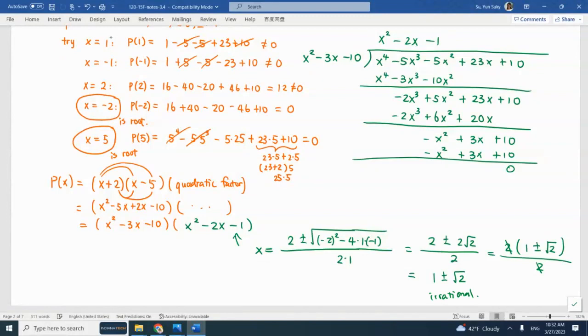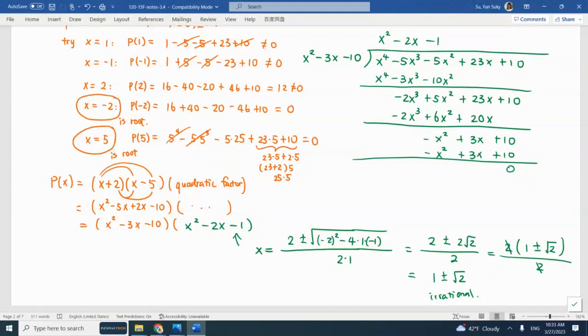Why do we need to do this? Because we're not able to factor it. So when you solve quadratic functions, you either use factor methods, or you use the quadratic formula. How do we find x squared minus 2x minus 1? Just long division. That's the quotient, right? So that's the remaining quadratic factor.